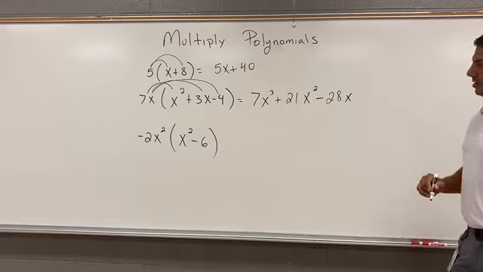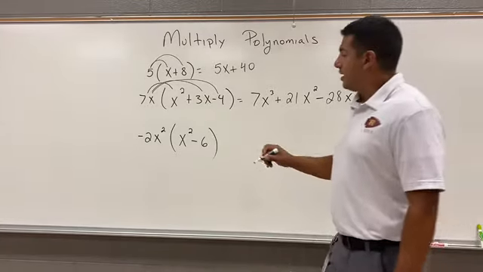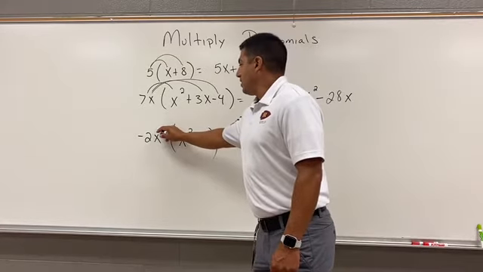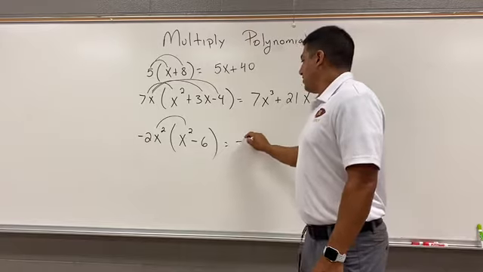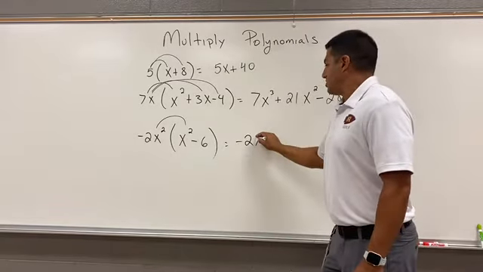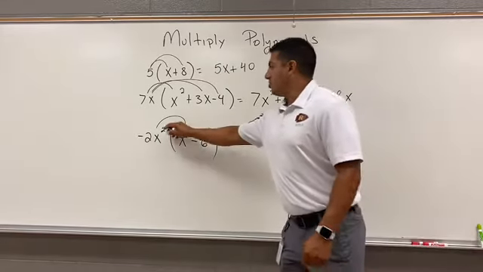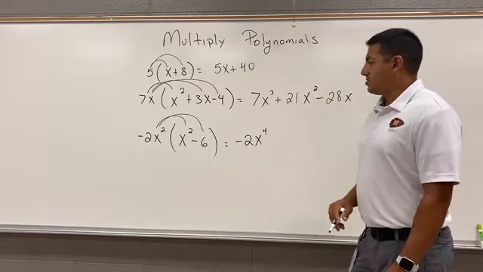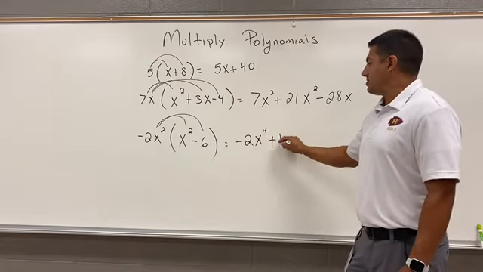And then that would be our answer. And then last, we have negative 2x squared times that x squared. So we have negative 2, and then x squared times x squared. We're going to add those exponents again and get x to the 4th. And then we're going to distribute that to the negative 6. So we get negative 2 times negative 6 gives us positive 12.